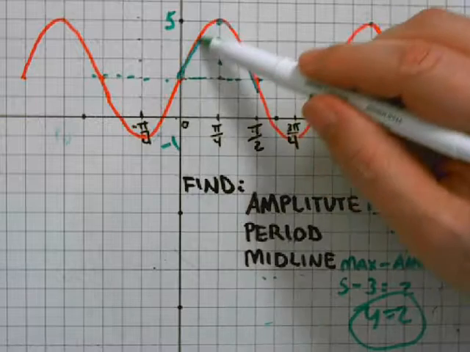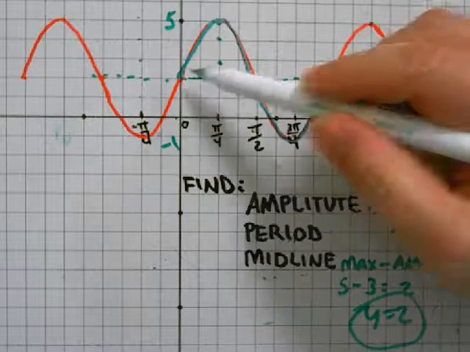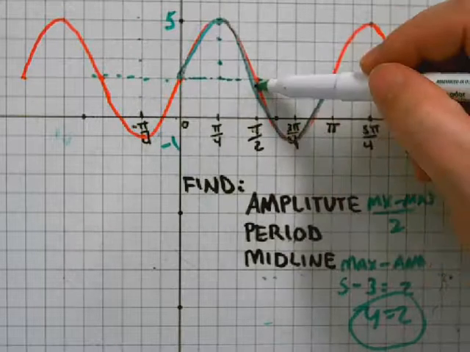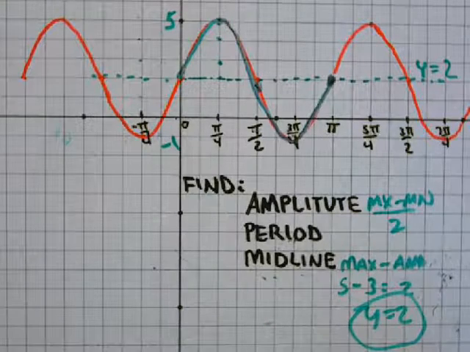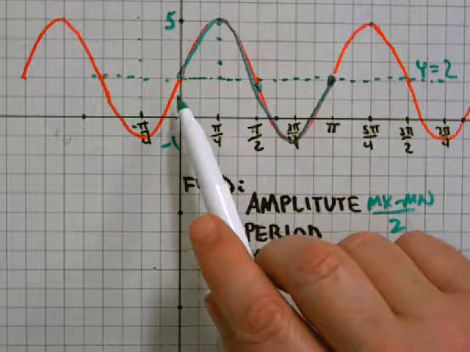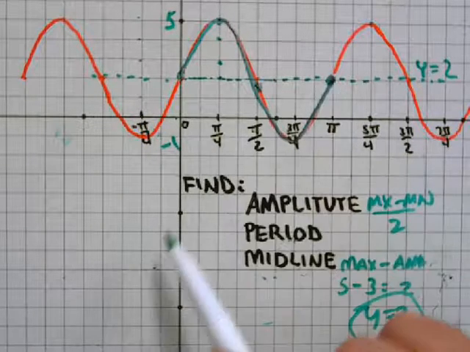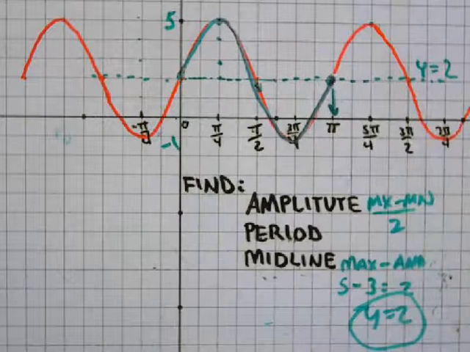One cycle of sine. You got a dip, you got a 0, you got a peak, you got a 0, you got a dip, and you got a 0. That's one full cycle of sine. So what was the distance it took to complete that one cycle? It looks like it was pi distance. So the period is pi.